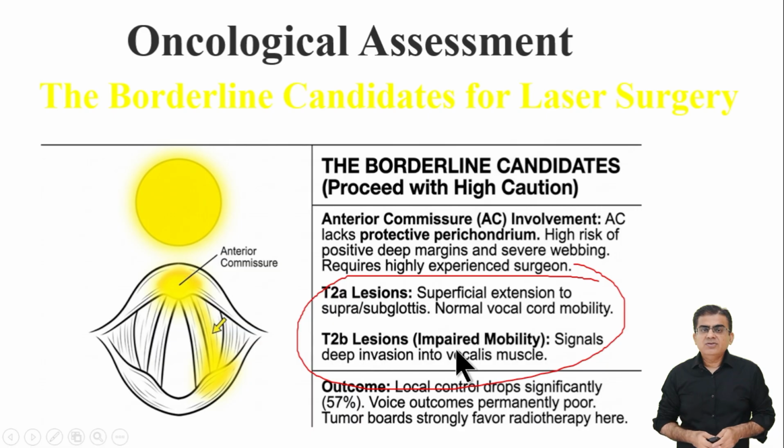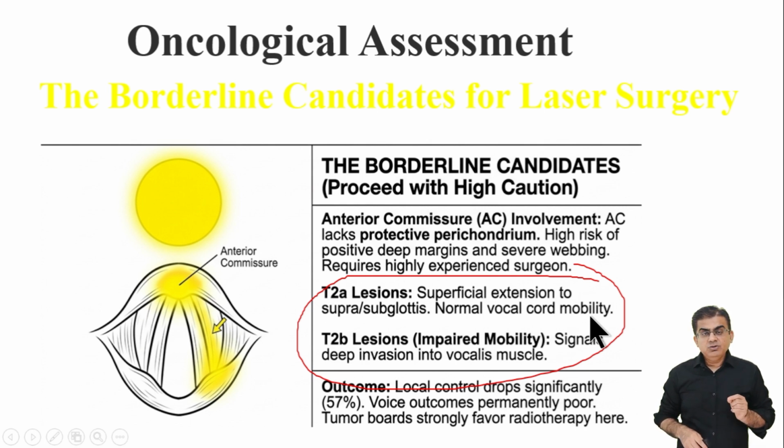Look at the slide for what we functionally call T2A lesion. This means the tumor extends superficially to the supraglottis or subglottis, but the vocal cord still moves completely normally. These patients can still be carefully considered for laser surgery.